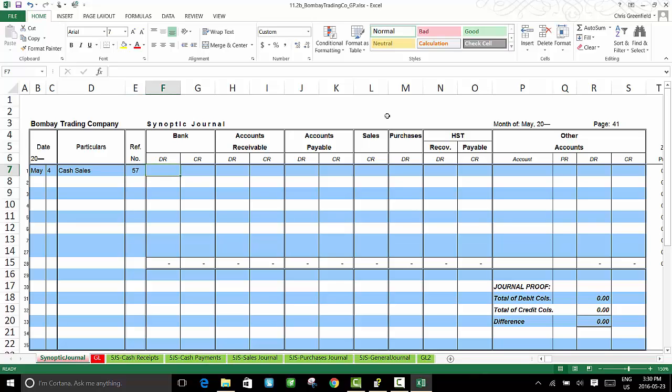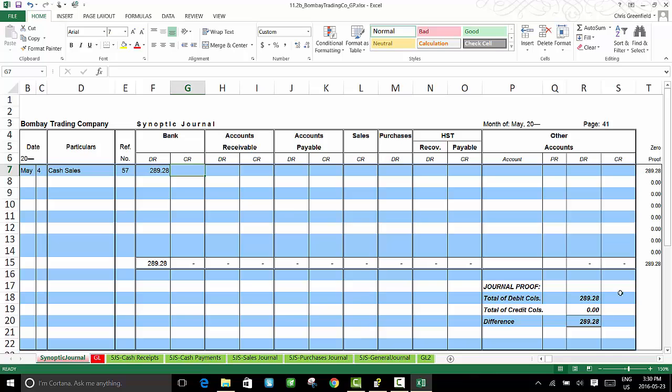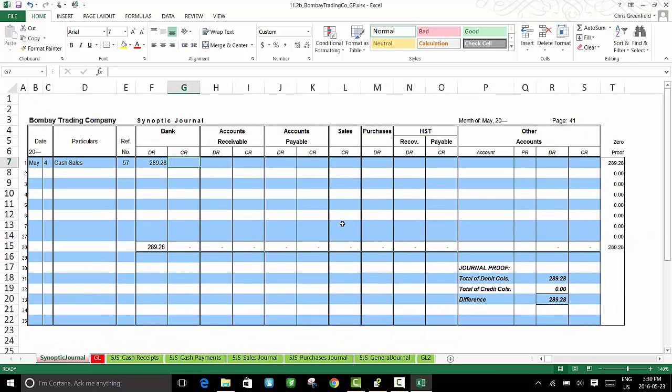Since we received the 289.28, that is going to be a debit to our bank account, so I'm going to list that in the debit column of our bank. You'll notice a couple things here. One is over on the right that it is now showing out of balance on our zero proof entry. And also it's keeping a running total of our account for us.